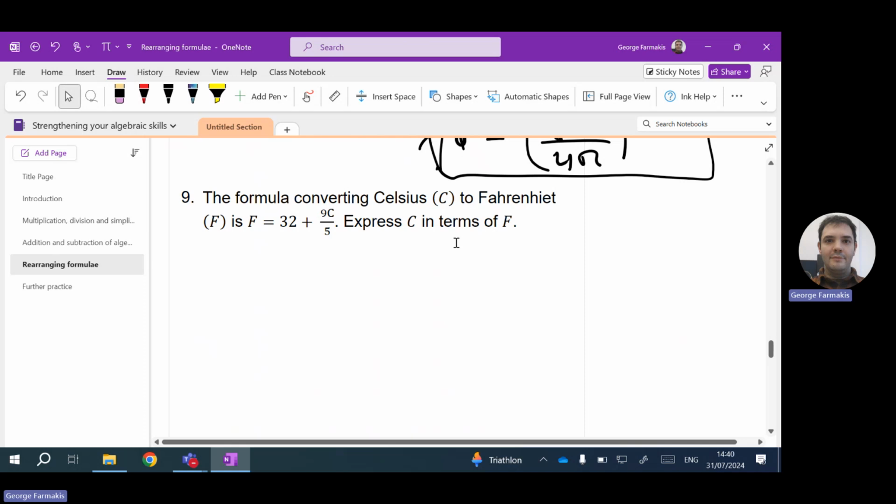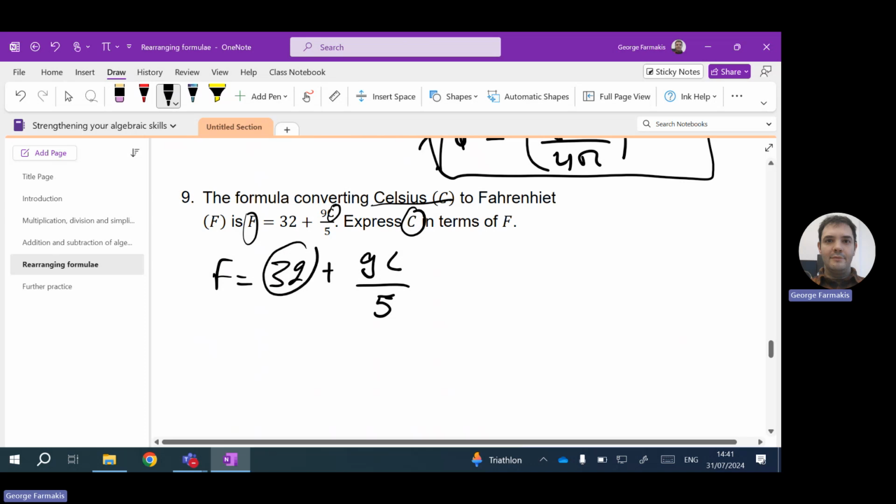Okay, let's do example 9. So for 9, here we have the conversion between Celsius degrees to Fahrenheit. Okay, so if you know the degrees in Celsius, you can find the degrees in Fahrenheit. So by this formula, F is equal to 32 plus 9C over 5. Let's rearrange so that the subject now is C, the degrees in Celsius. Okay.